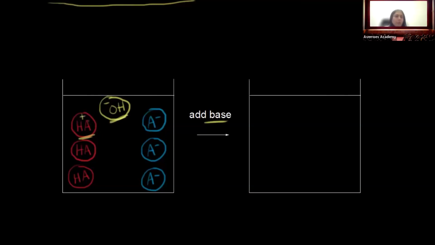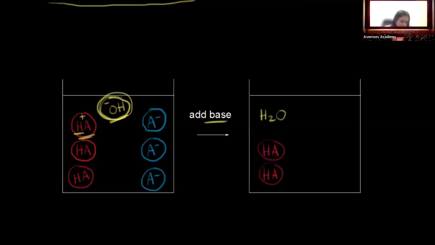So we have H plus here. So OH minus and H plus give us H2O. So we're going to make water here, right? So we're going to lose some of our weak acid. So we started with 3 and now we have only 2 left here.